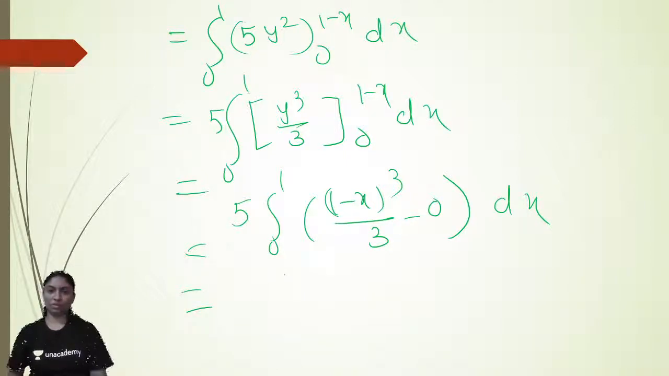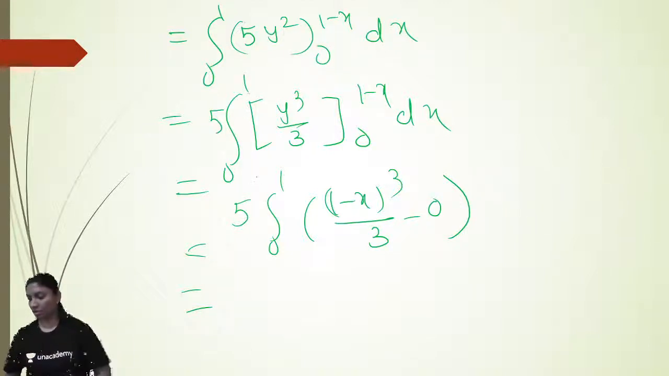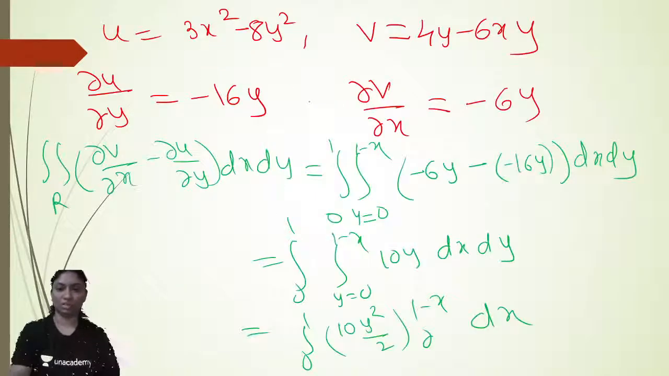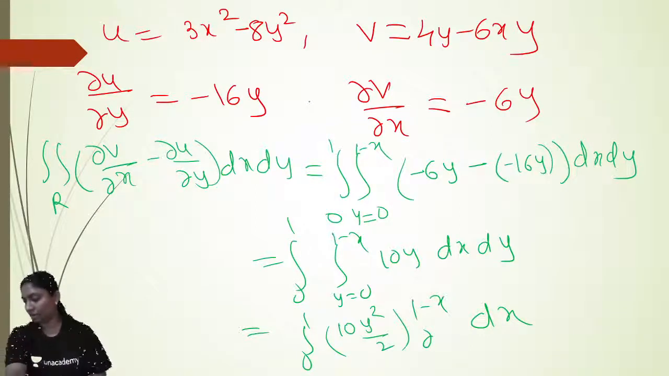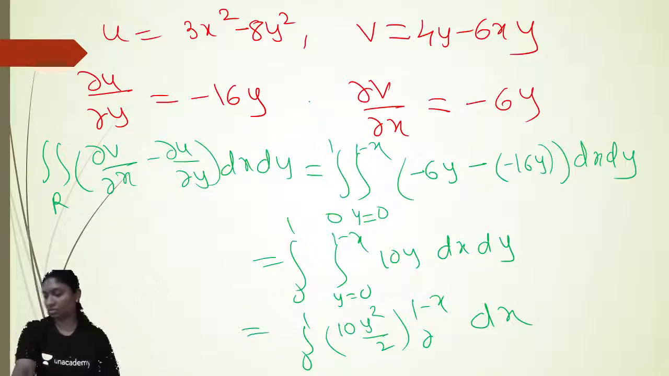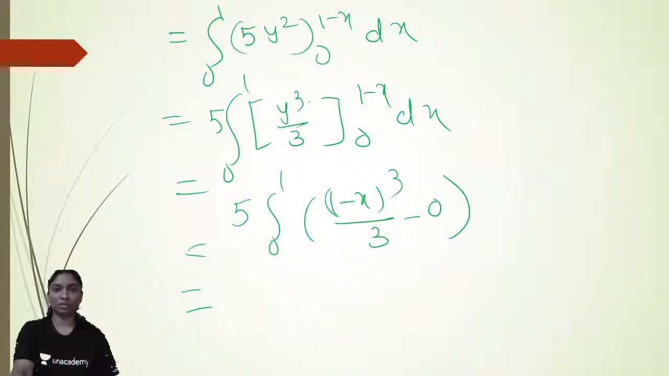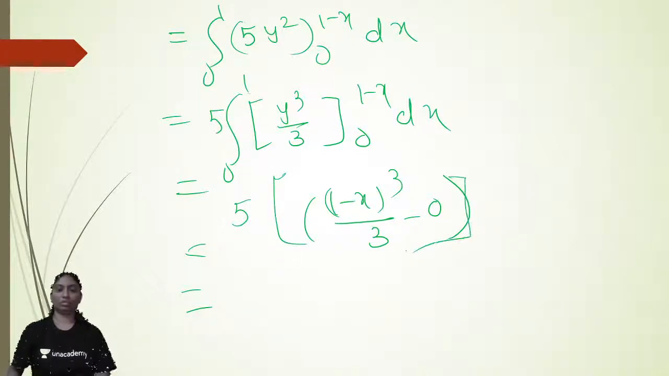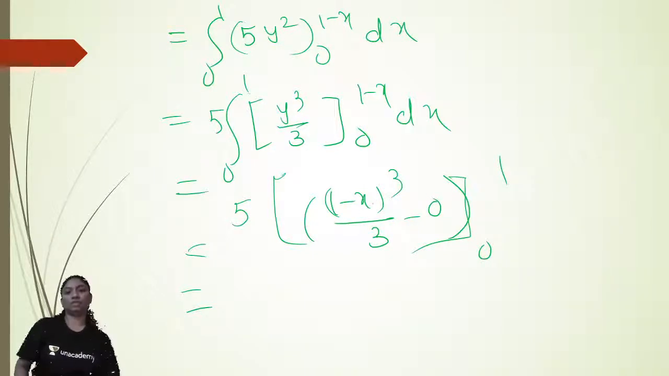Again you will get 5 into 1 minus x bracket square, into 1 minus x cube by 2, from 0 to 1. Of this, 1 minus x cube to 1. So that's equal to 1, it is 0 and 1.